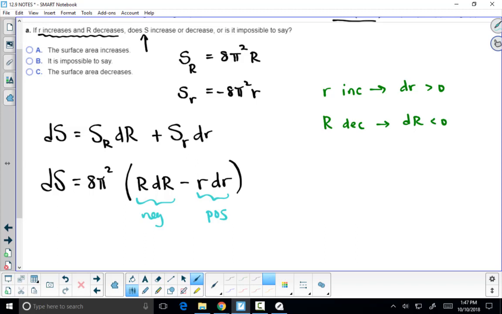Does everybody follow that? So if this quantity is negative, and this whole quantity, including the minus, is negative, that means this whole thing is negative. So that means ds does go down. Yes, thank you. That is true. So surface area decreases.